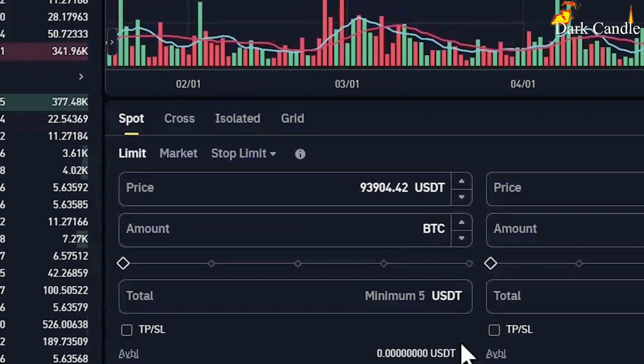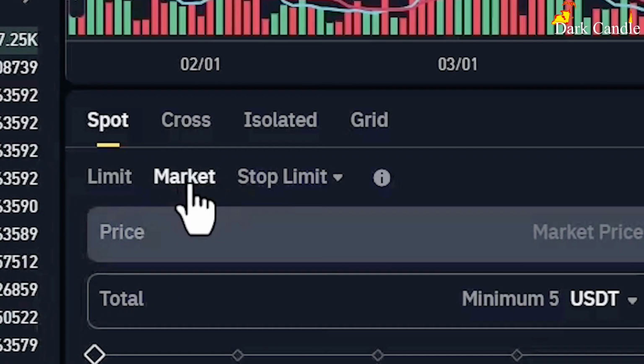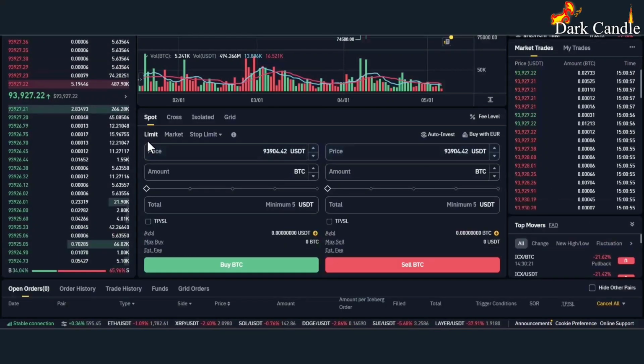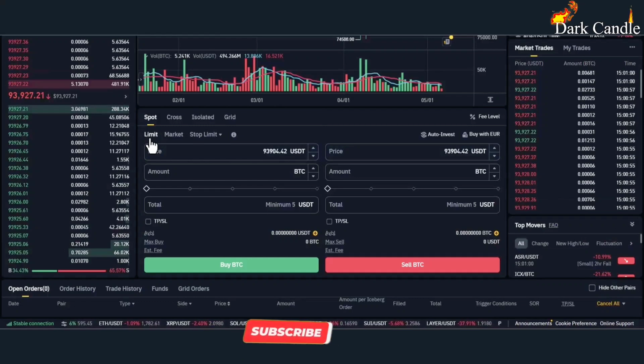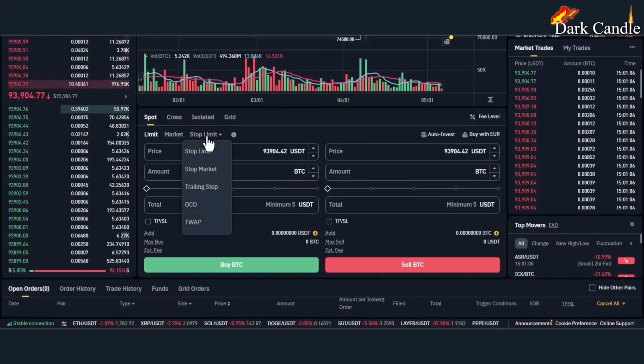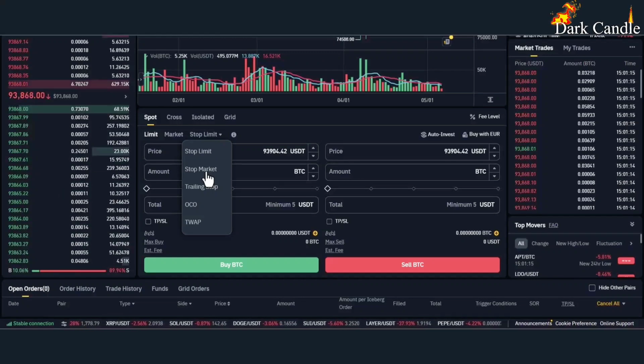There are different order types. The first one is the market order. A market order is an order which buys at the current price instantly. A limit order is when you set the price that you're willing to buy or sell at. And the third one will be stop limit or stop market. Both are for risk management, like setting automatic buy or sell triggers.